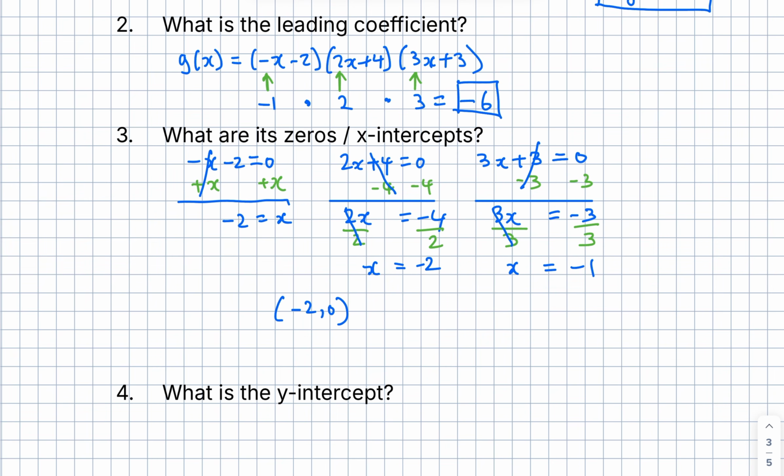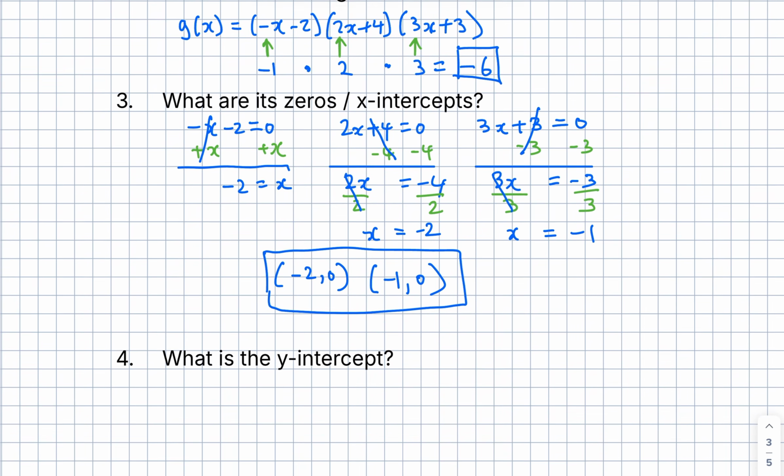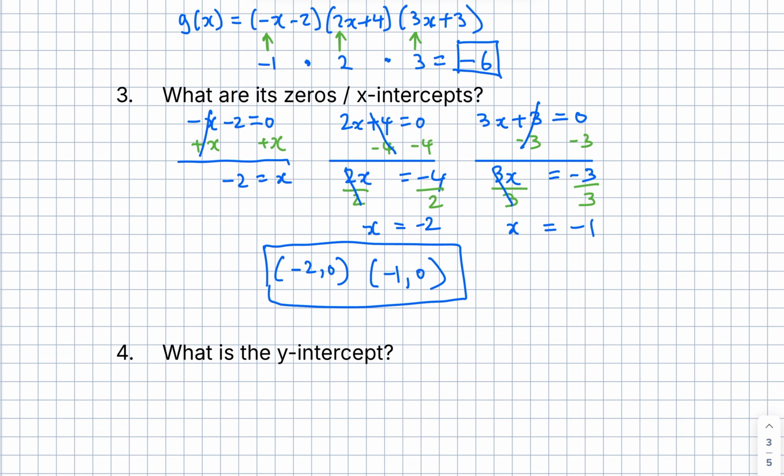Notice that both of these are the same. Okay, so we only need to write it once, -2, 0, and -1, 0. Okay, those are our zeros for this product function. Okay, next question, what is the y-intercept?